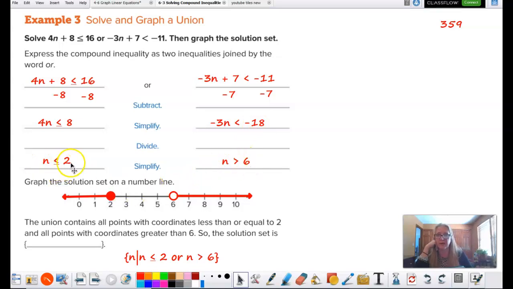Okay, we graph this one. This is a closed-in circle because there's an or equal to. This is an open circle because there is not. Okay, this is the way that you would write the solution with the brackets in set builder notation.